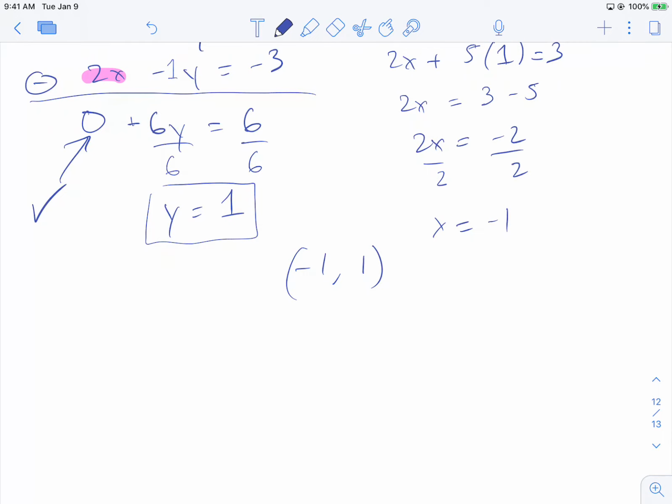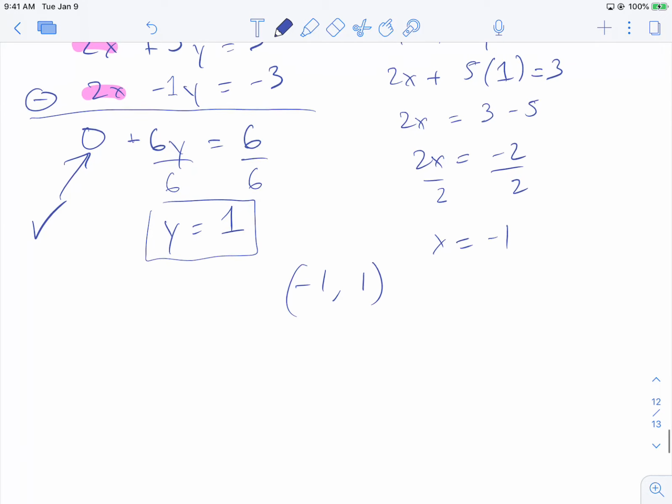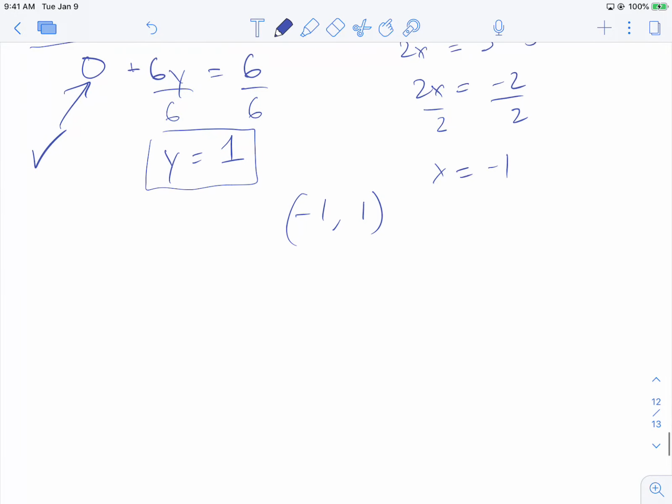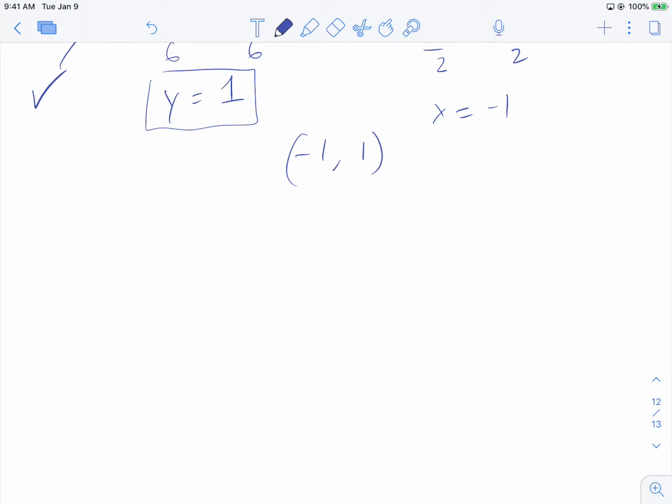So we've done one with addition, we've done one with subtraction. Now what happens if we aren't blessed with a 2x and a 2x? What if we had a 2x and a 4x? Well, what do you do then? And for that, I'll show you. So for this, let's take a look at the next example.